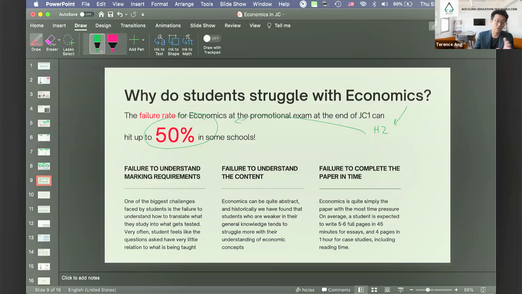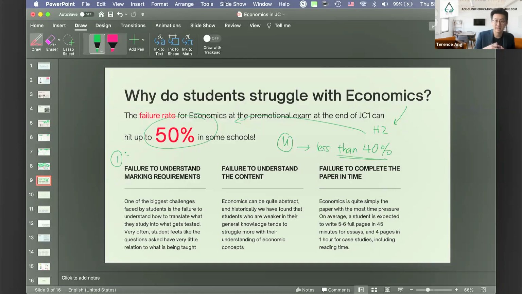And by fail, we don't mean 50 out of 100, because in JC, the fail grade is a U, and U is less than 40%. It's not even 50%, it's less than 40%. So that's how badly students crash. It doesn't happen all the time. It doesn't happen uniformly across all the junior colleges, but it can get quite bad, right? And econs is the subject that a lot of students struggle with because it's so new, it's so different. So there are 3 fundamental reasons why they fail, right? The first is this.